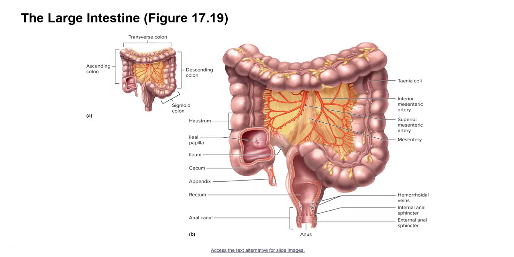Again, the defecation reflex is set off whenever the feces enters the rectum and causes it to stretch. That will cause the internal anal sphincter to start to open up or relax, and that will trigger our urge to defecate, where we will then relax the external anal sphincter to allow that fecal matter to leave the body.